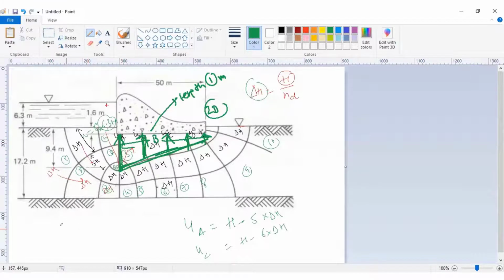So how can you get the uplift force, the pressure? You can just take the average of this like this. So this is the average uplift pressure acting on the structure, and from this average, you can get the average value of uplift force, which is nothing but U average into B into 1, like that.